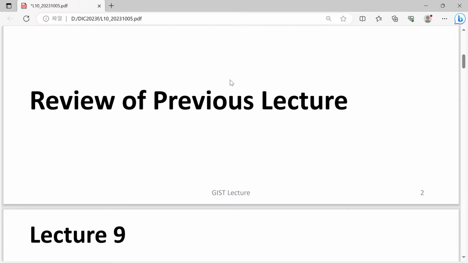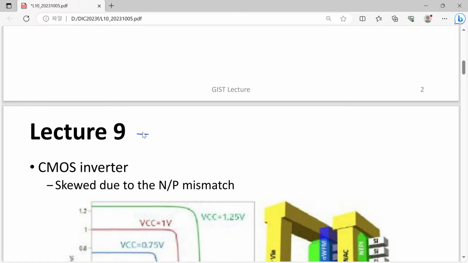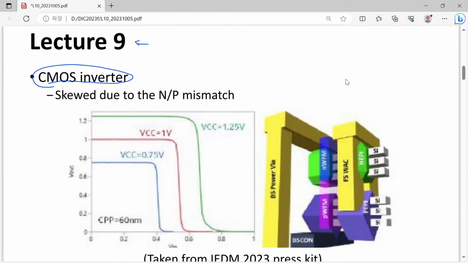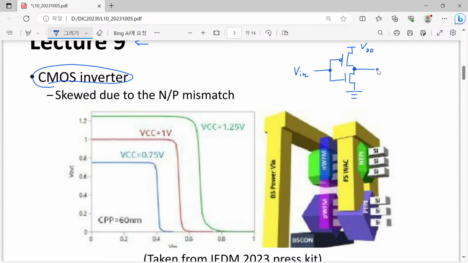So now let's go to our previous lecture. Our previous lecture was lecture 9, and at the time we talked about the CMOS inverter, and we thought about skewness between N and P. The CMOS inverter has two transistors: one is a P MOSFET and one is an N MOSFET located here. So VDD, and also we have the N MOSFET and P MOSFET, and they are driven by the same input voltage, and their common drain voltage is taken as the output voltage.